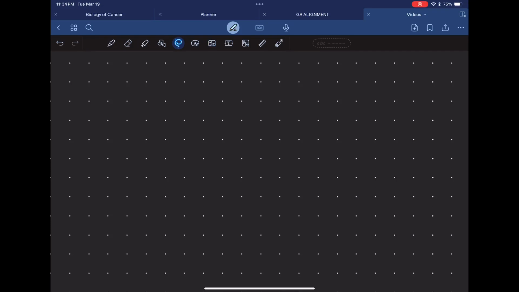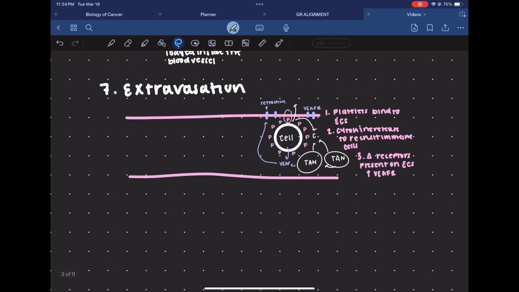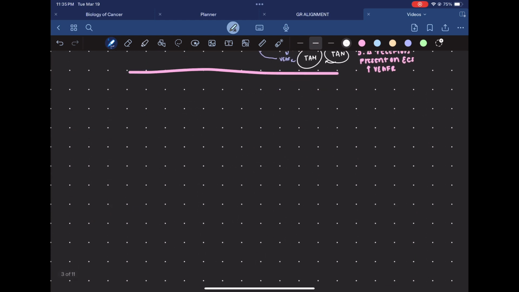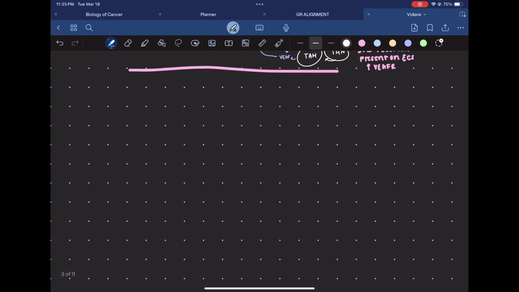Hi everyone. So in our prior video, we talked about extravasation in the context of metastasis, where our cancer cell is going to be exiting the blood vessel and entering this new environment. Our final step for metastasis is going to be formation of the secondary tumor. Step 8 is forming the secondary tumor.